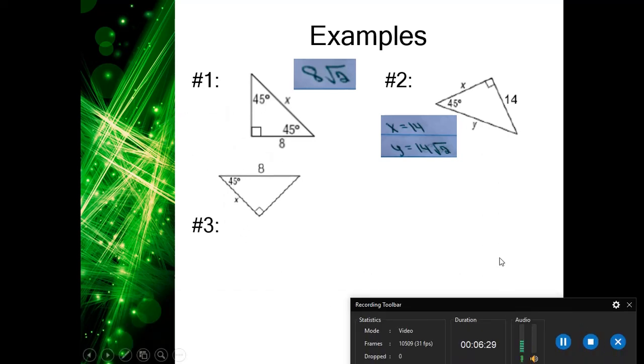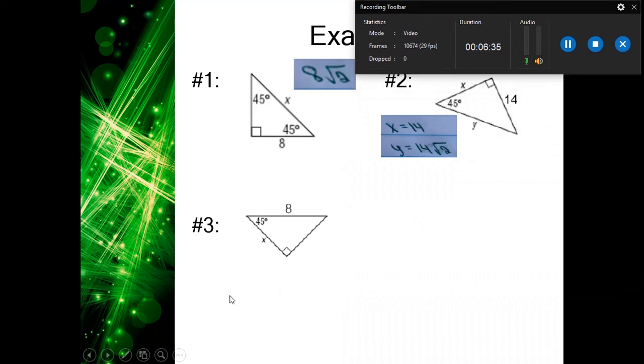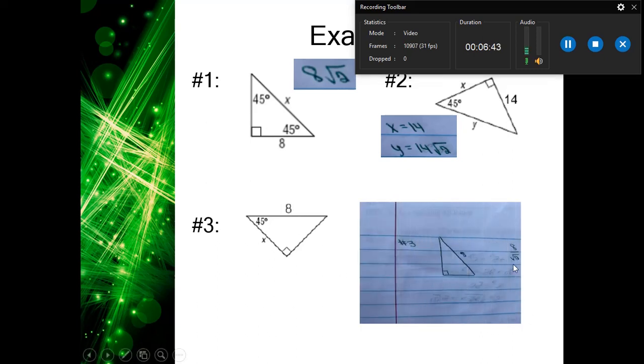Number 3 is a little more challenging. They did not provide a leg, so we're going to have to work backward. Since they gave me the hypotenuse, we're going to divide by radical 2 to find the leg. We're working backwards, and this is what it looks like over here on the far right side. 8 divided by radical 2. Right now, this is not math that I could do in my head, so I'm actually going to show the work on this.